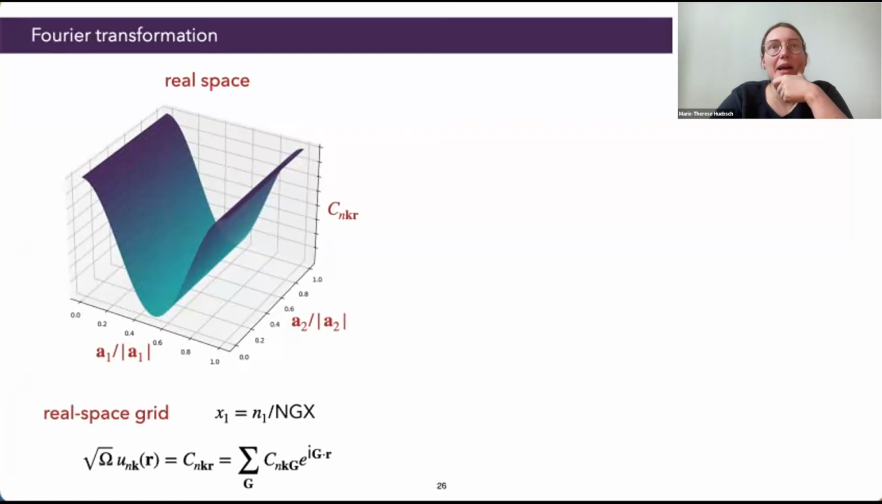So one example is plotted here, and it is plotted on some real space grid, which is usually set up automatically, and you can check the grid that is used by VASP in the OUTCAR file. You just have to look for NGX, NGY, and NGZ.